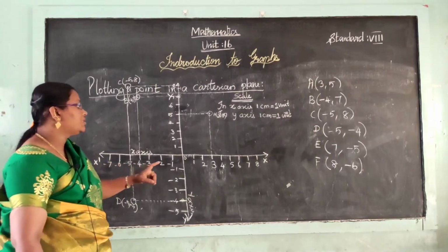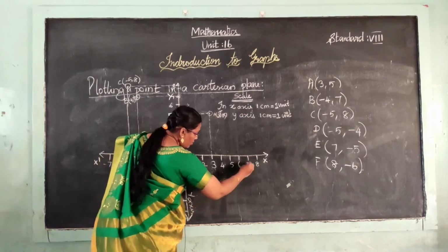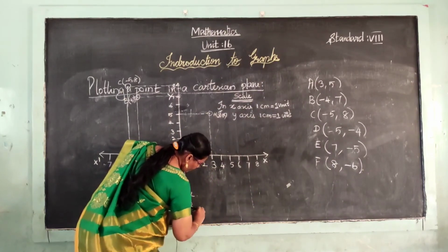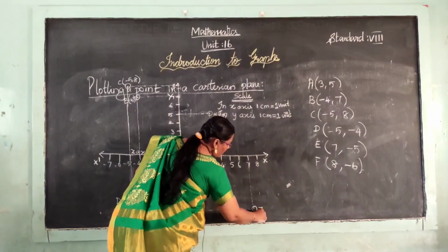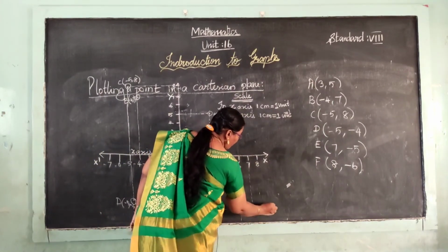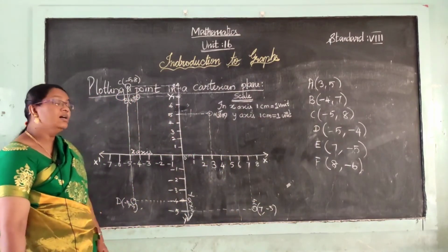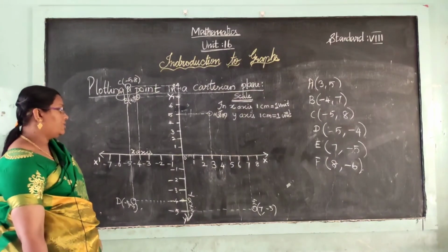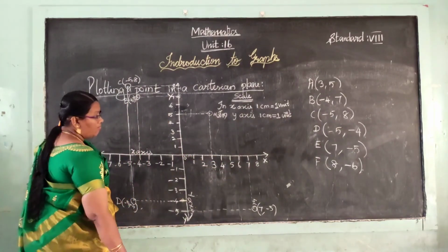So x value is 7. Okay, y value is negative of 5. So -5. So 7 first represents the x axis, x coordinate point. So 7, -5. It's named as E. Okay. So E of 7, -5. And next one F 8, -6. Where is 8? X value 8 is here. Okay. And y value is -6.